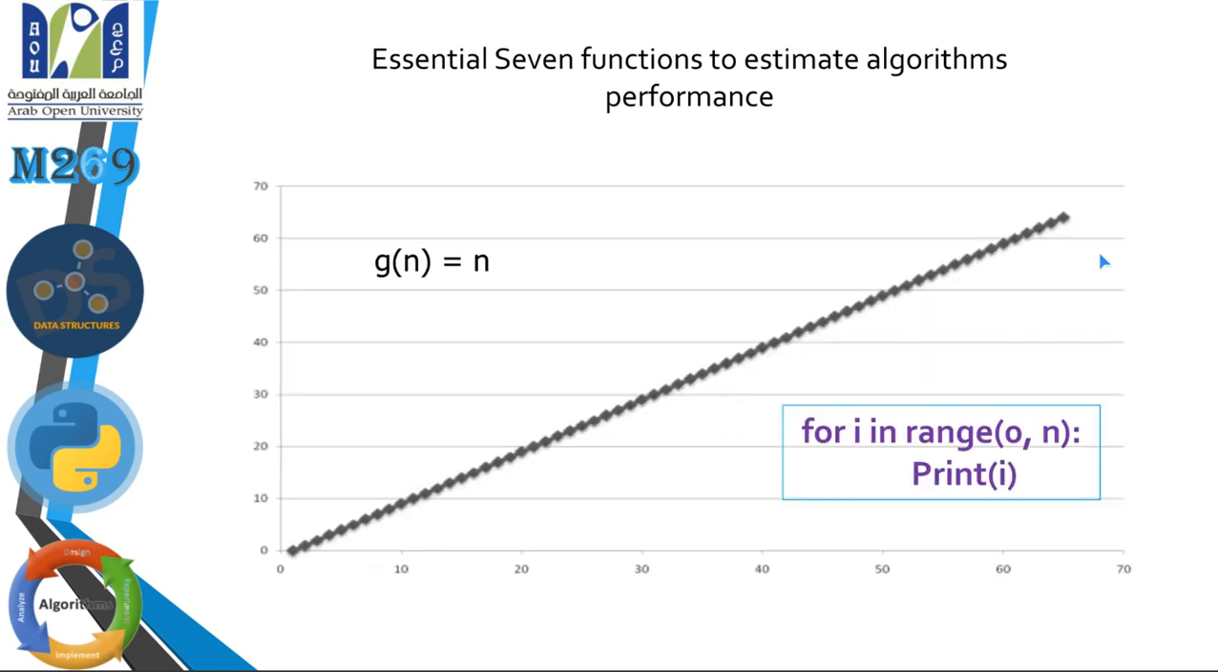This is when we have linear. So g(n) is taking n time, it is going to be executed n times. For i in range 0 to n, print i, so it's going to be executed n times. So every time we move forward, the n is growing linearly.